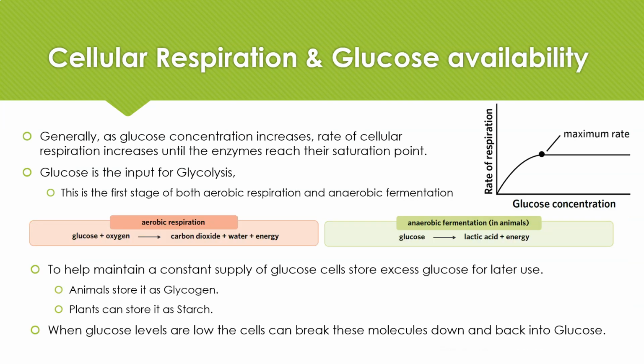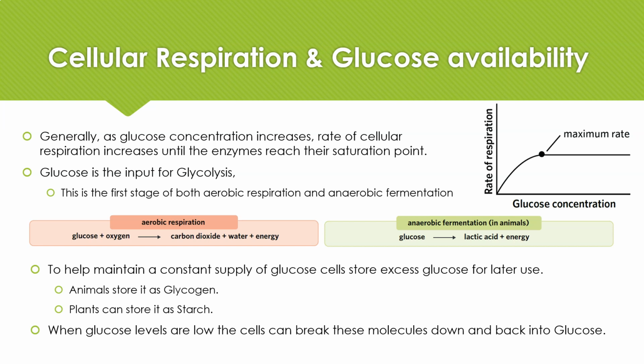So first of all, if we're looking at glucose availability, how much glucose is there? Now, generally speaking, as glucose concentration increases, the rate of cellular respiration increases until all the enzymes that are being used actually reach what we call a saturation point. And that's just where all of those enzymes are in use, and you can keep adding glucose, but it won't make any difference because you're going to still have to wait till those enzymes become available because otherwise they're saturated. Now, glucose is actually the input at glycolysis, and so we're looking at the enzymes involved in glycolysis becoming saturated.